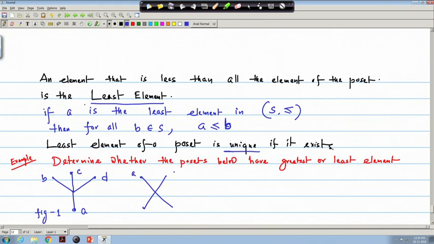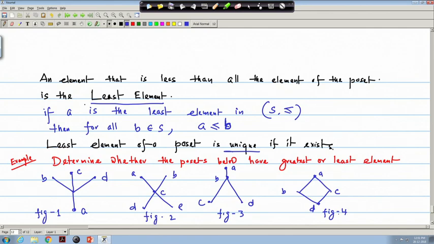Or I give, say, A, B, C, D, E. This is one Hasse diagram of a poset, figure 2, or the reverse of figure 1, A, B, C, D, figure 3. And I get this type of A, B, C, D, figure 4.